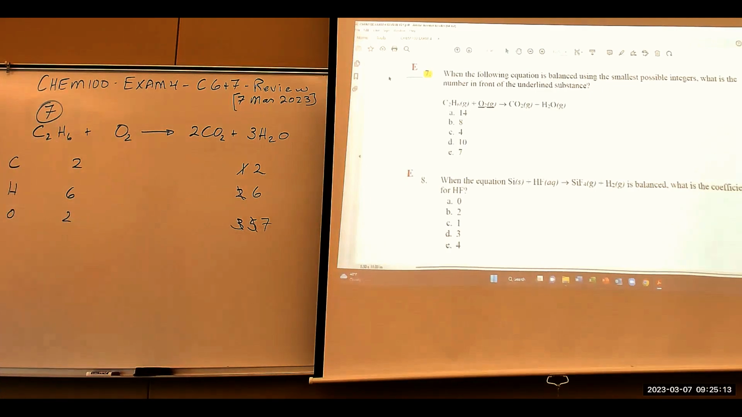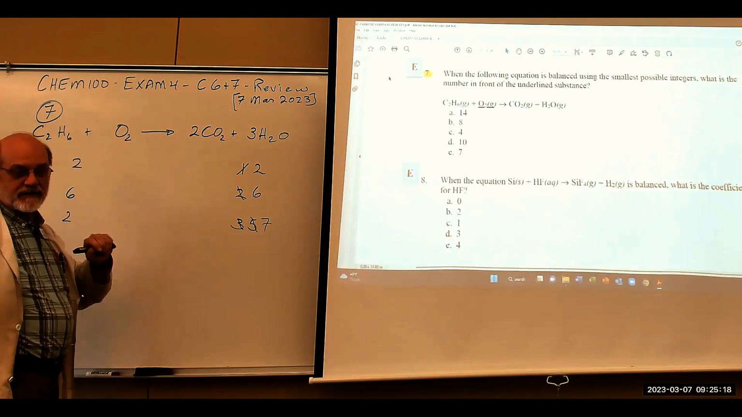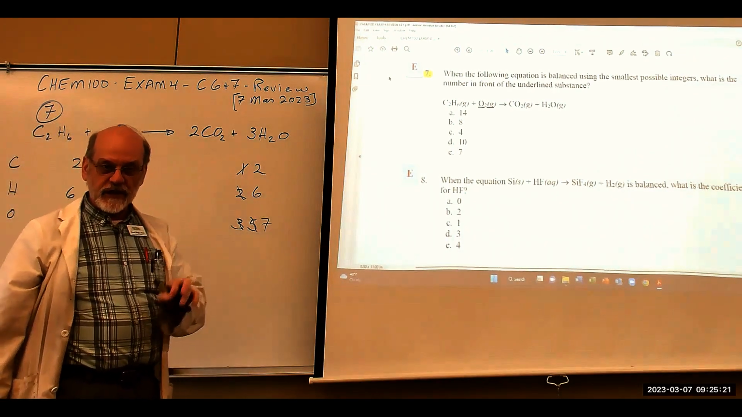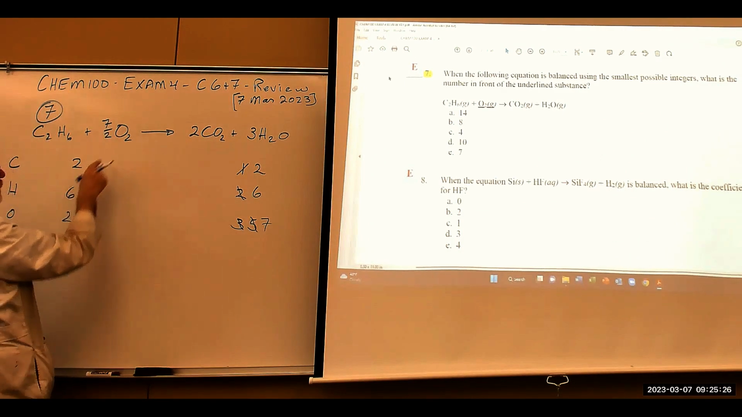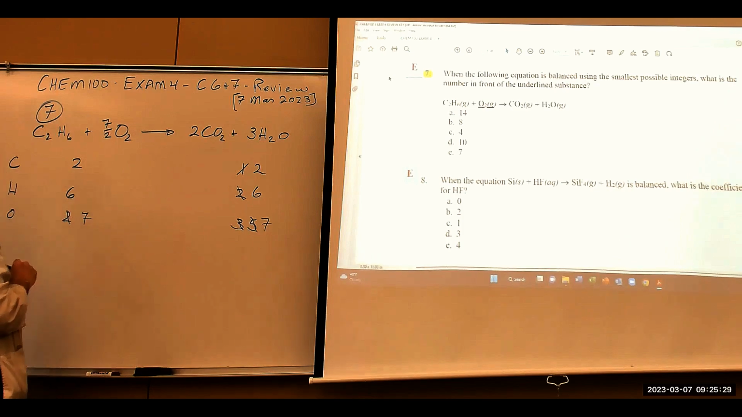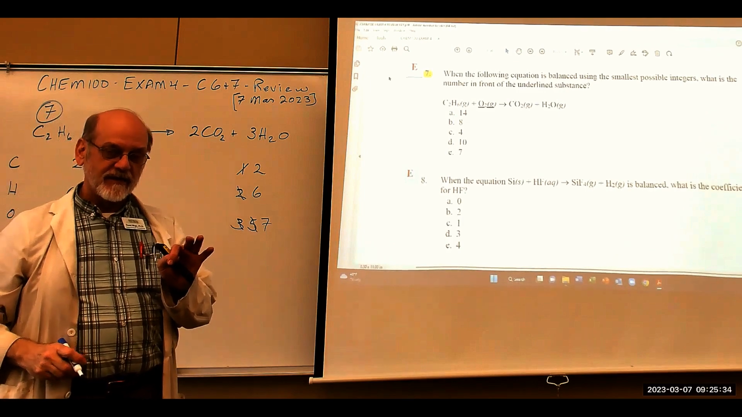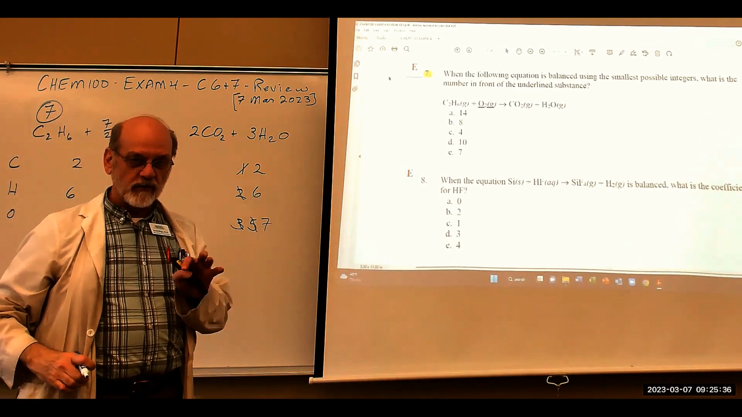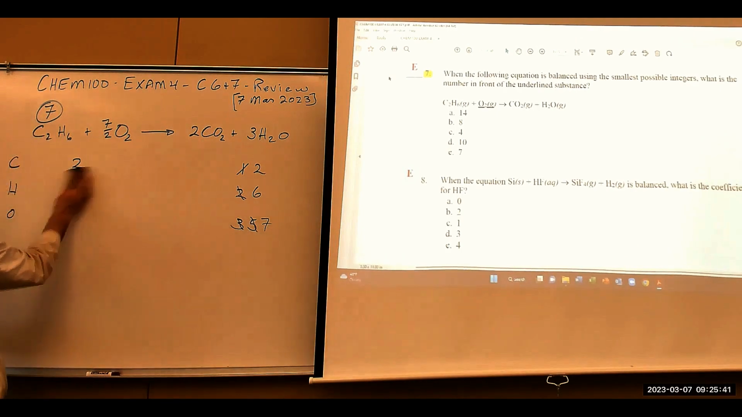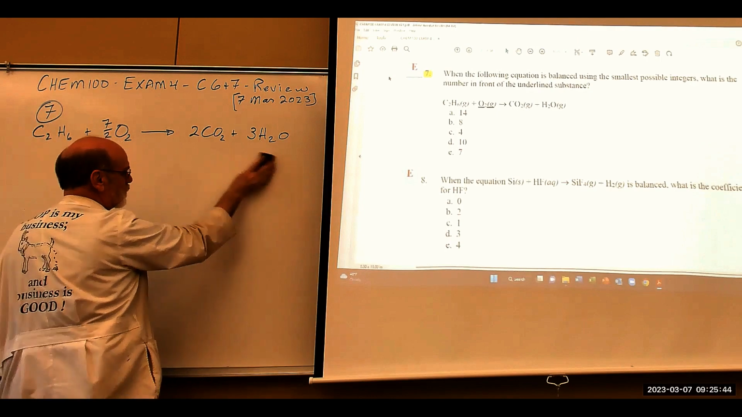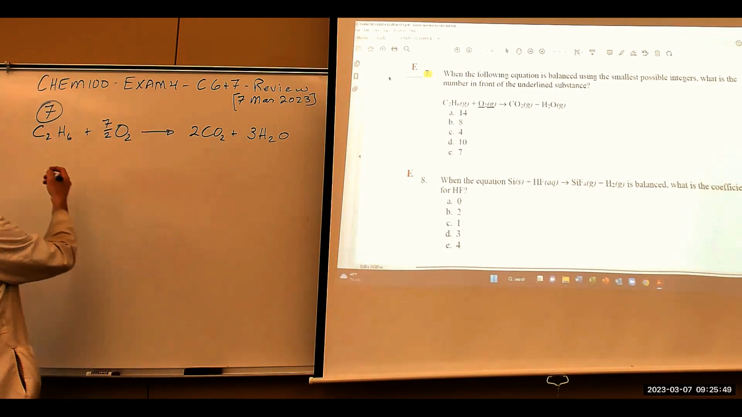Now we need to balance the oxygens. We need 7 oxygens on this side. So I'm going to use the fraction trick. If we take 7 halves, then we get 7 oxygens. Technically the equation is balanced now, but we want the simplest whole number ratio. So we got to get rid of that fraction. How do we do that? We multiply the entire equation through by a number 2.